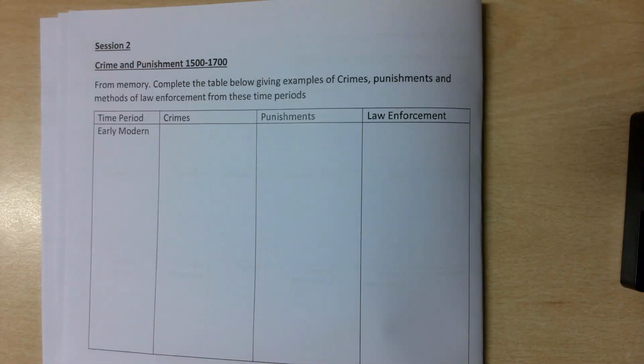Okay, so for example, the crime of heresy would be continuity, but the crime of vagrancy or vagabondage would be change. I would suggest that grid would take you up to 5 minutes, but then allow some time at the end to check by using the back of your exercise book or the revision guide.